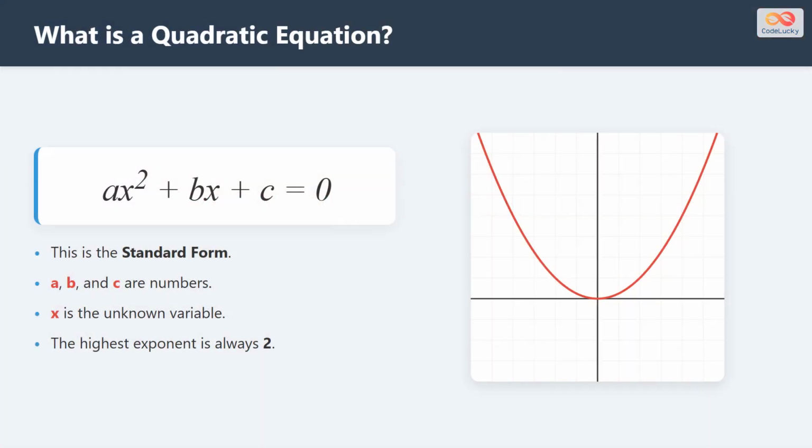First, let us understand what a quadratic equation looks like. The standard form is ax squared plus bx plus c equals 0. Here, a, b, and c are just numbers, and x is the variable we need to find. The key feature is the exponent 2 on the first x term, which creates a U-shaped curve called a parabola when graphed.